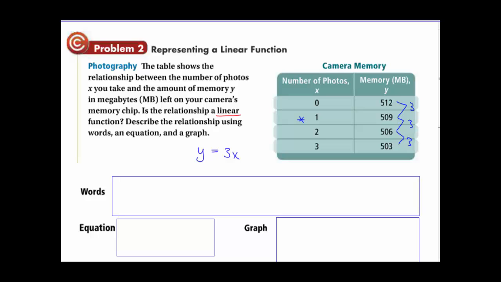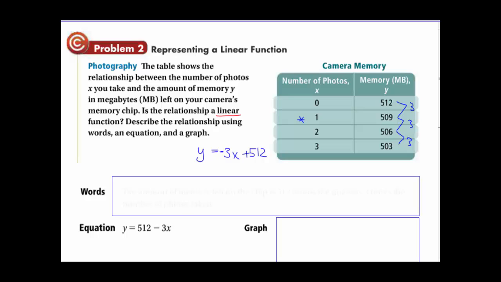So how do we get from 3 to 509? We have to start off at that initial 512. So we have plus 512. Now if you notice, one thing that I left off is that we were decreasing the megabytes with each picture. So we need to make sure we have a negative here. Okay. So the equation that we have is y equals 512 megabytes minus 3 times x.